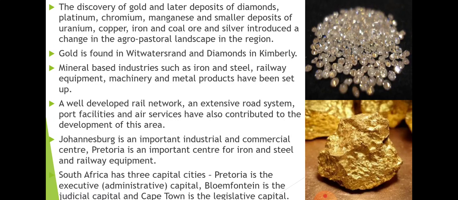The discovery of gold and later deposits of diamond, platinum, chromium, manganese and smaller deposits of uranium, copper, iron ore, coal and silver. Now, earlier people only knew that this area is useless, or we can say it is only grassland. When people came, they changed the scenario. They started growing crops, vegetables, fruits, and many other things. They also used to keep animals to herd. They also kept cattle so that they can rear them and get meat, wool and milk products and many other things.